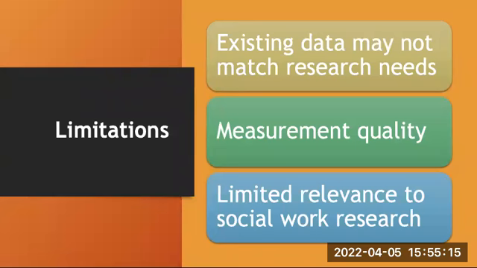Some of the limitations are that the already existing data, or secondary data, may fall short of providing all of the information required to answer the research question or to provide support or non-support for a research hypothesis. Another problem may be that the quality of the measurement methods used to gather the data may not be strong, and there's nothing that you can do to influence that.